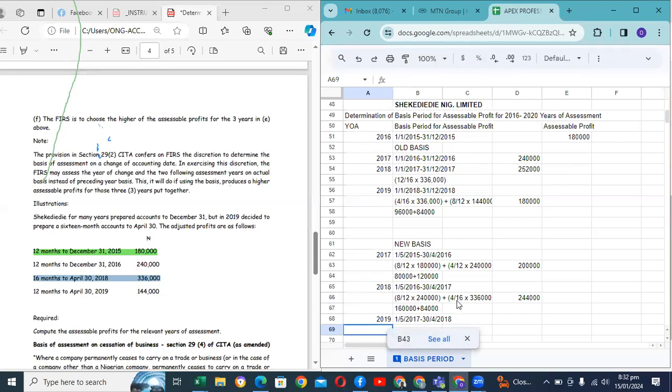You know you have used 4 out of 16. How many months are remaining in that 16? 12 months. So you are going to pick out the 12 months portion, Abi. Yes. 12 over 16 times 366,000. And 12 months make a year, definitely, Abi. Yes, sir. So what's 12 over 16 times 366?